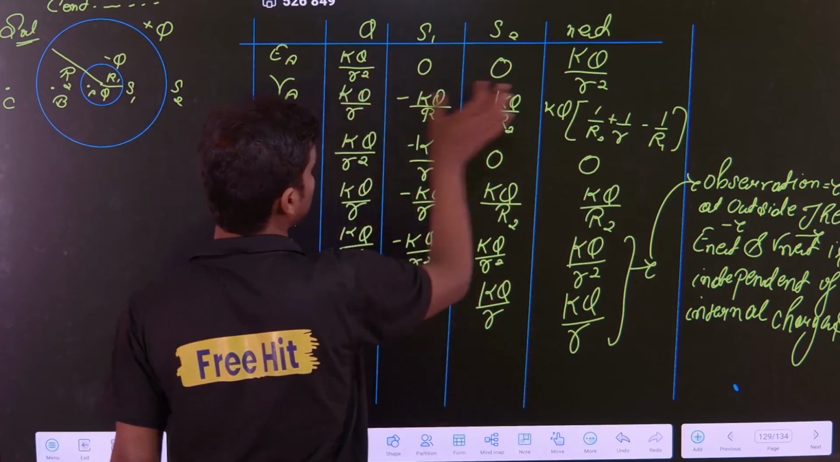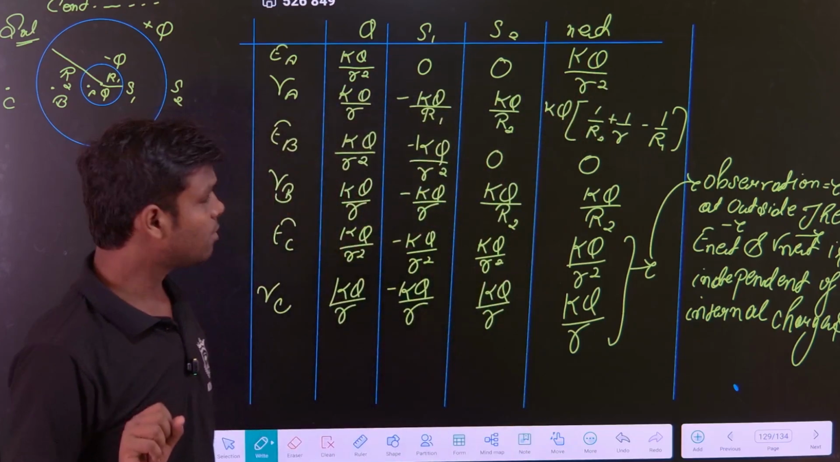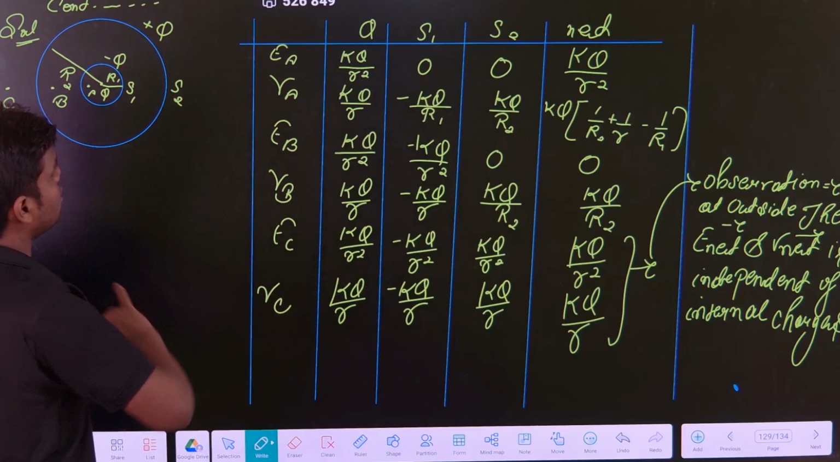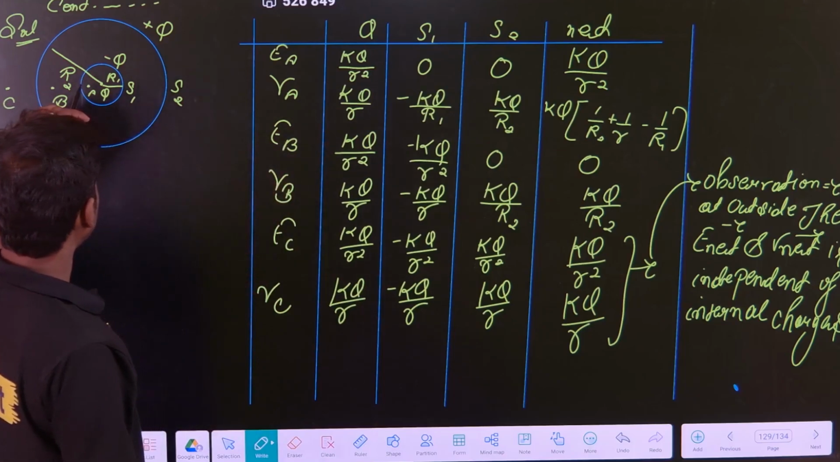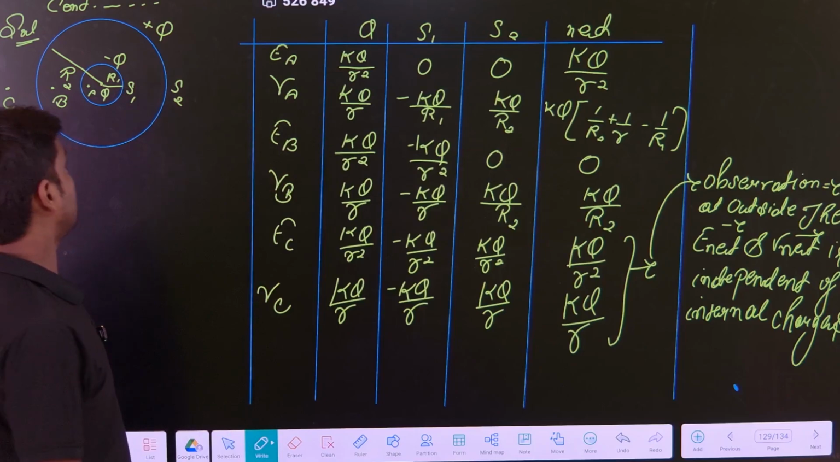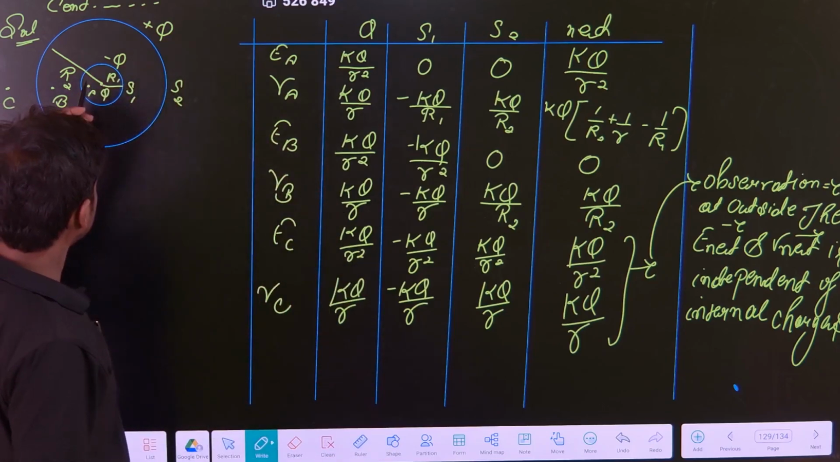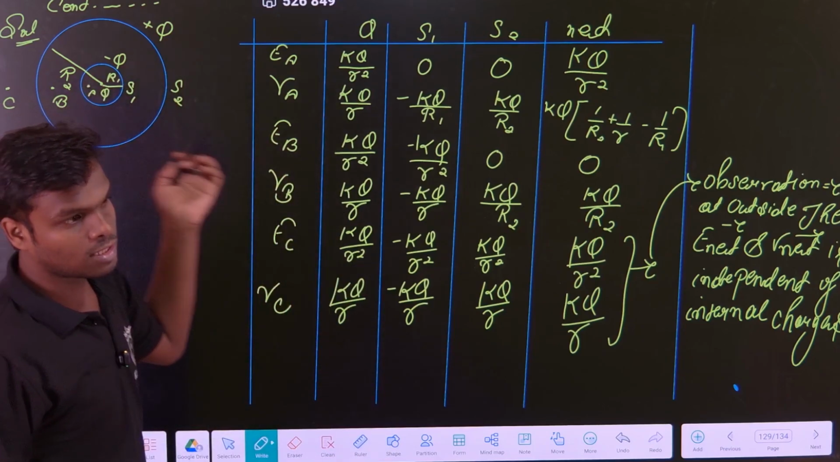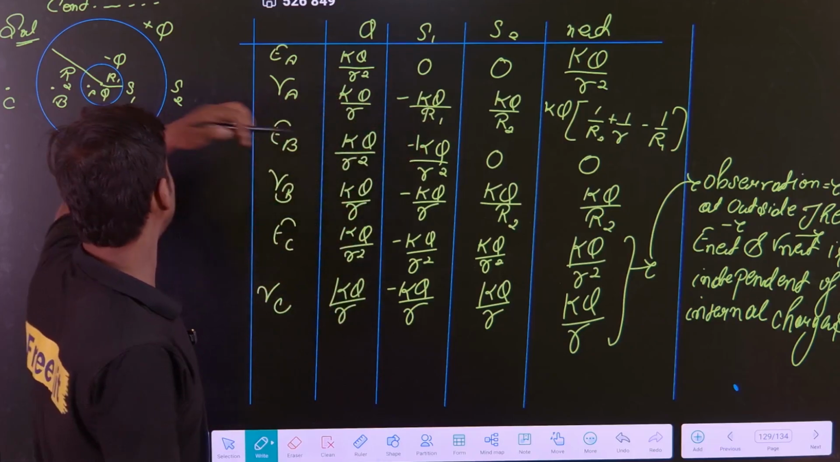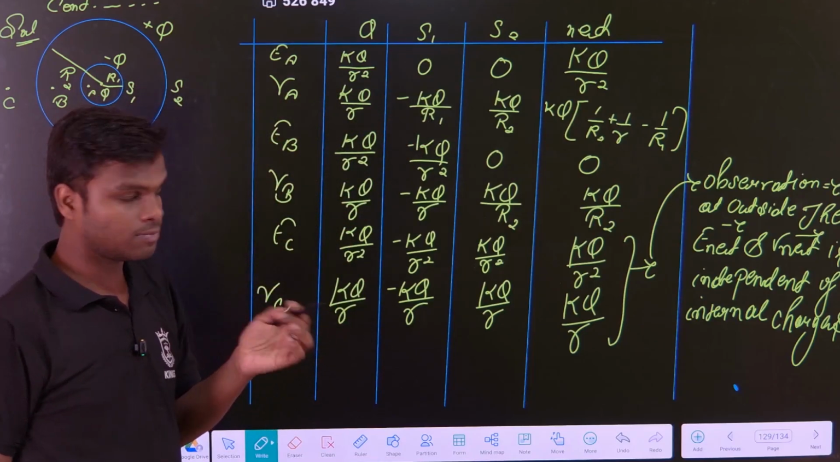So my net value will be kq by r square. Clear? Similarly, let us talk about the potential at point A. For this charge q, it will be kq by r, simple. But if you come to S1, this point is an internal point, and for an internal point the potential has to be constant for the conductor, so it will be minus kq by r1, correct?